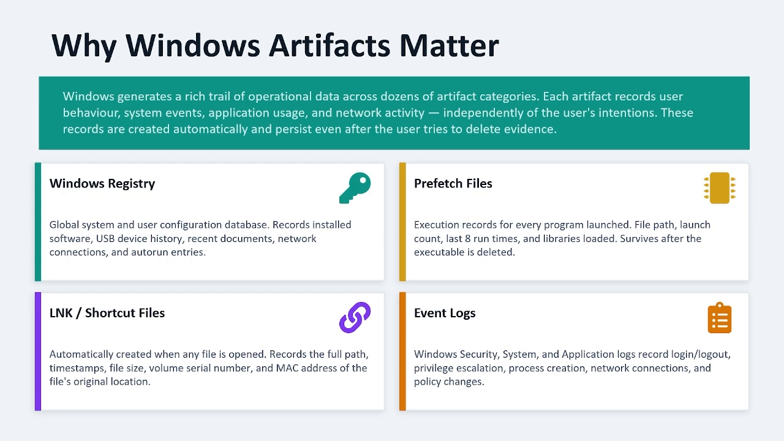The Windows registry has everything. Everything goes through the registry, and there's a lot of information that just kind of sticks around in there. You have prefetch files, and we'll look a little bit at those. Every time that you run a program, a prefetch file is created. It contains information about file path, launch count, last 8 run times, and libraries loaded. Even if you delete the executable, it still stays in the prefetch directory. Eventually that does get cleaned up, but it can stick around for a very long time.